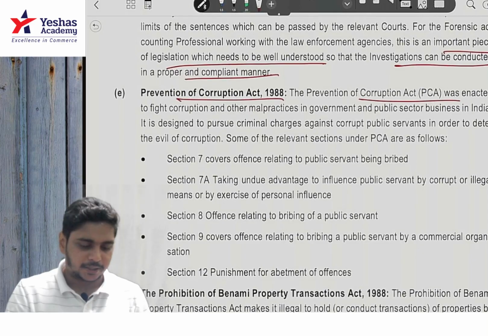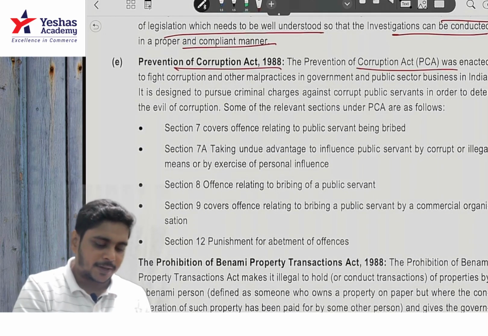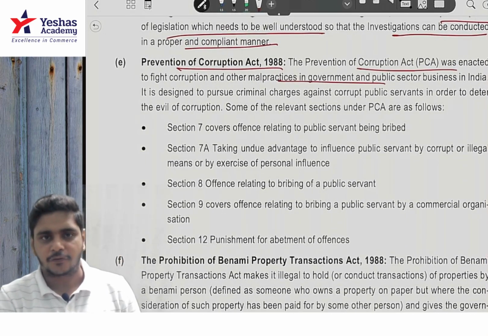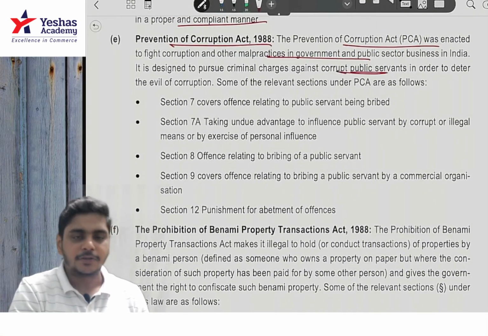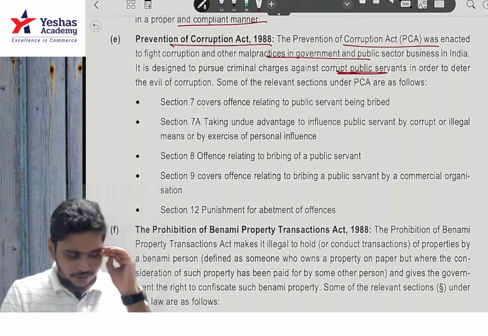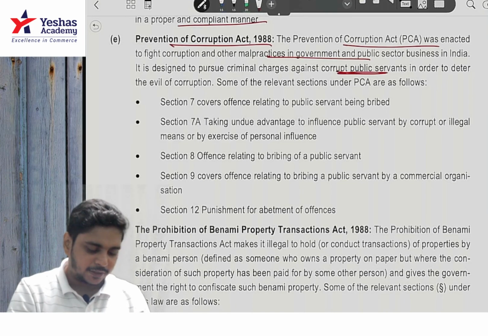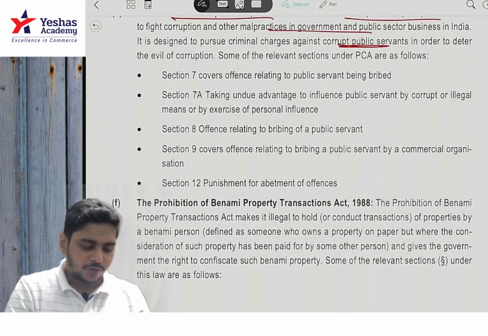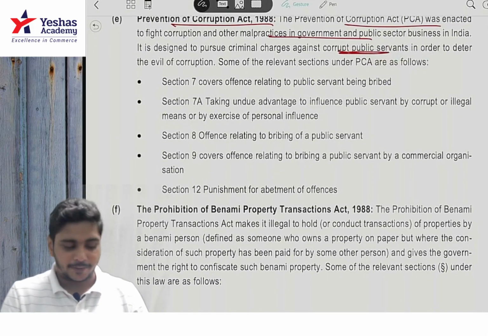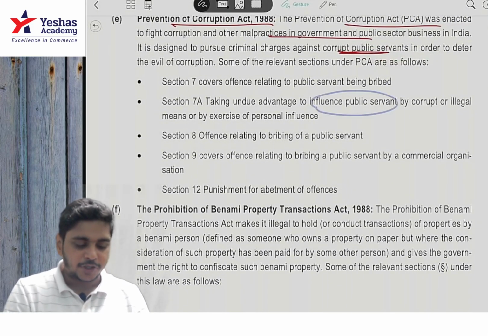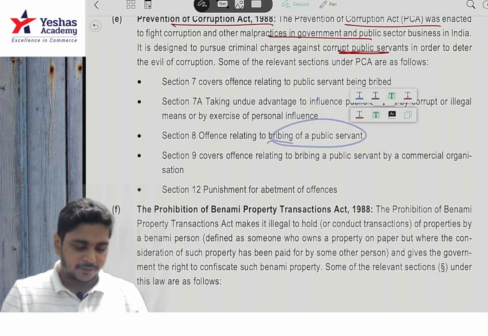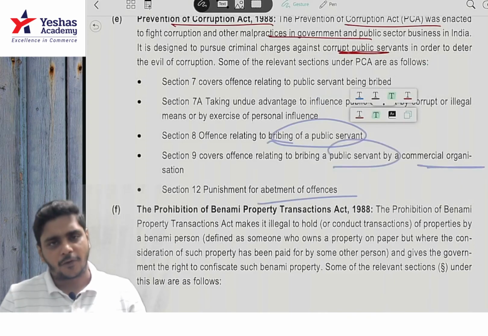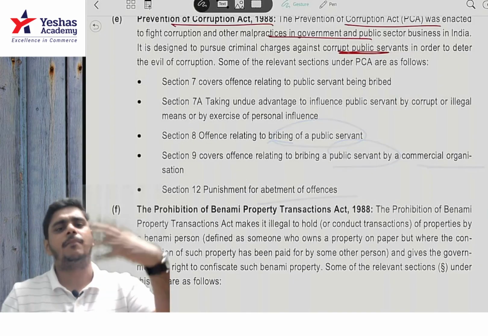Then Prevention of Corruption Act, we call it the PCA. The Prevention of Corruption Act was enacted to fight corruption and other malpractice in the government and public sector businesses in India. Okay. So it is basically an act for corrupt public servants. So these are the sections 7, 7A, 8, 9, 12. It covers offences related to a public servant being bribed. Section 7 talks about undue advantages to influence a public servant by corrupt or illegal means. Okay, bribing of a public servant. Offences relating to bribing a public servant by a commercial organization and punishment for abetment of offences. So the Corruption Act is basically for public servants.